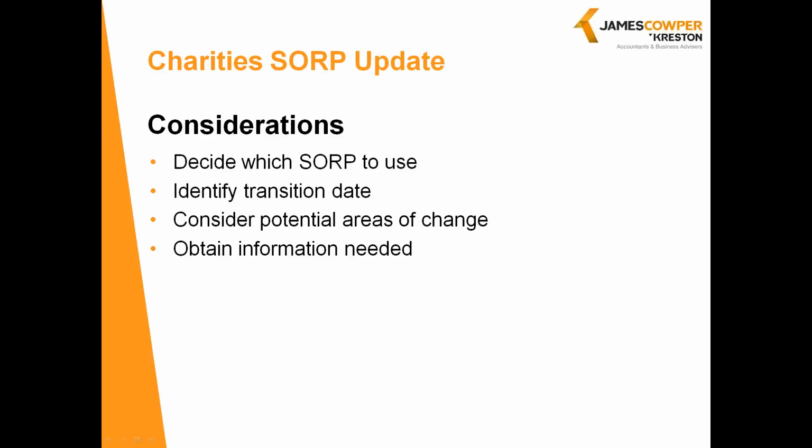You will then have to change the following year to something that we're not sure what exactly the rules will be yet, but it'll be fairly consistent, no doubt, with the FRS 102 SORP. So the first consideration then is decide which SORP to use. You'll need to identify the transition date. I've mentioned a couple of common ones already, and then consider obviously potential areas of change. There are some, as we've discussed, and if you were on the previous webinar, you'll be familiar with some other potential changes. So things like holiday pay accruals, for example, a charity may need to account for the first time. So we need to go through the potential areas of change and then obviously obtain the information that will be needed.